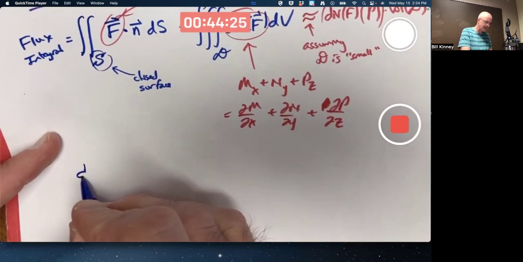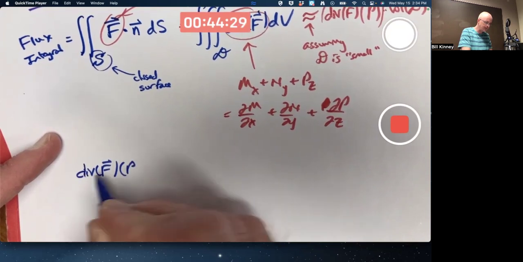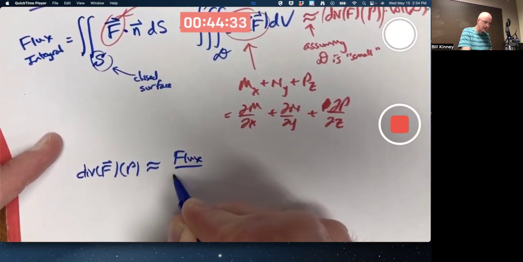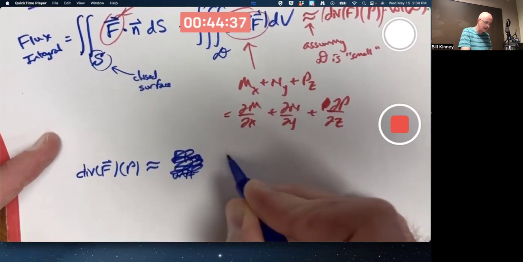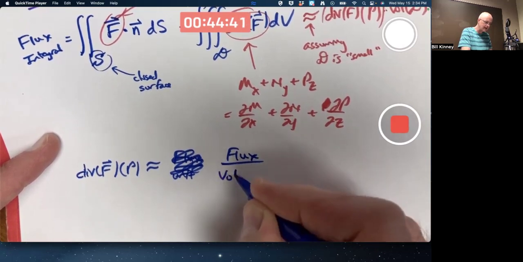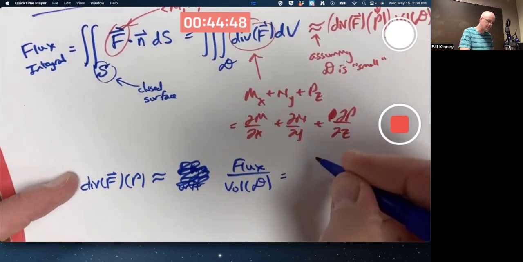The divergence of F at the point P is approximately flux per unit volume. I shouldn't write that way. It's flux divided by the volume of D, the flux being that flux integral.